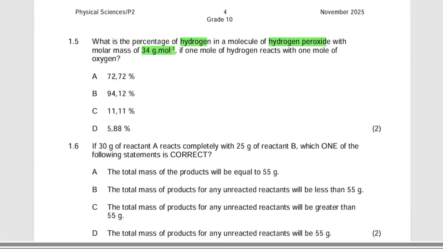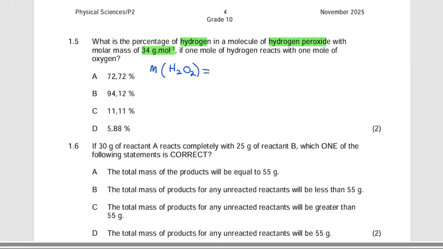So for 1.5, we're supposed to calculate the percentage composition of this one. So what are we given? We're given hydrogen peroxide. For us to be able to calculate the percentage composition, we should know the formula for hydrogen peroxide. So this is our formula for hydrogen peroxide. Then after this, now we know the mass. According to this, our molar mass of hydrogen peroxide should be equivalent to 34.